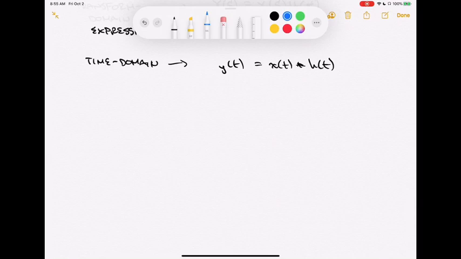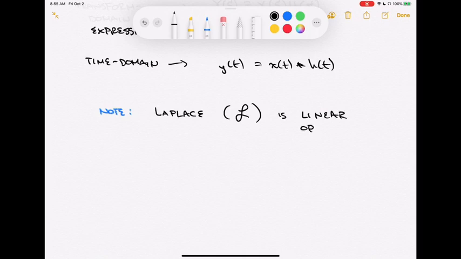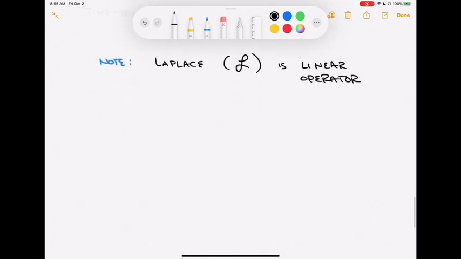I'm going to make a quick note. I'm going to note that Laplace, which I'm going to start indicating through a script L, is what is called a linear operator. We've already talked about linearity as a system operator and what that means. So I could summarize that.